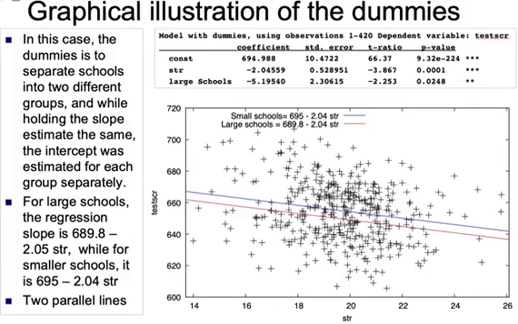Now, compared to the last video, we're talking about dummies in a three-variable regression. Here we drop the English language proficiency, and the coefficient for large schools dramatically changes from adding 5 points to subtracting 5 points, holding student-teacher ratio fixed. All right, let's see what that means.